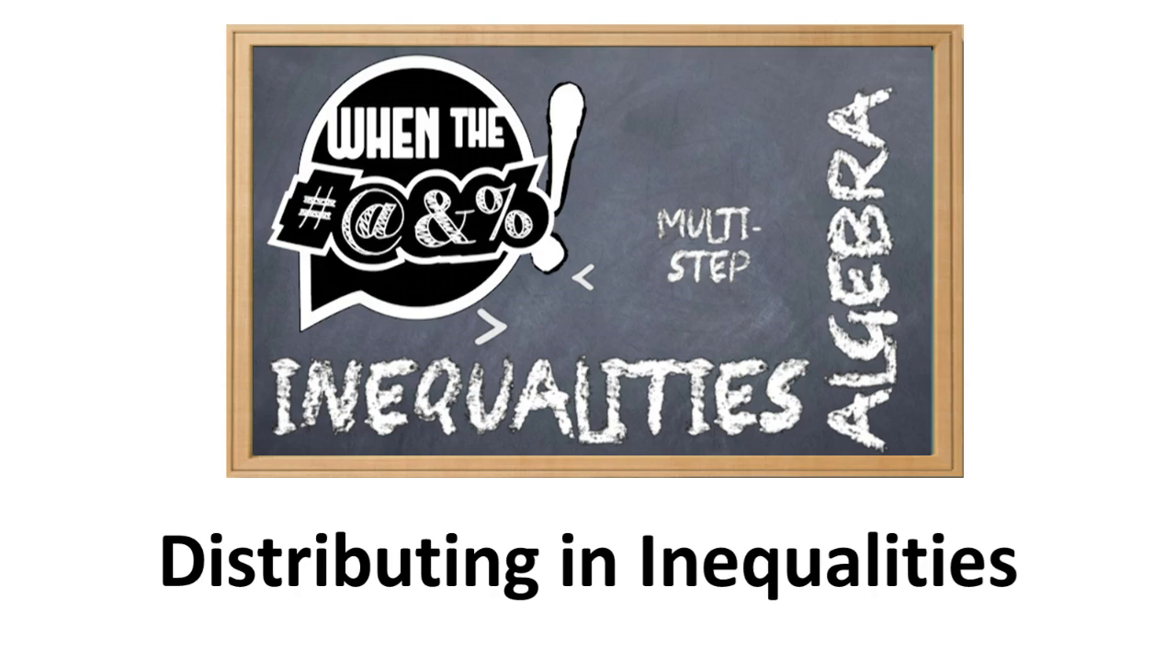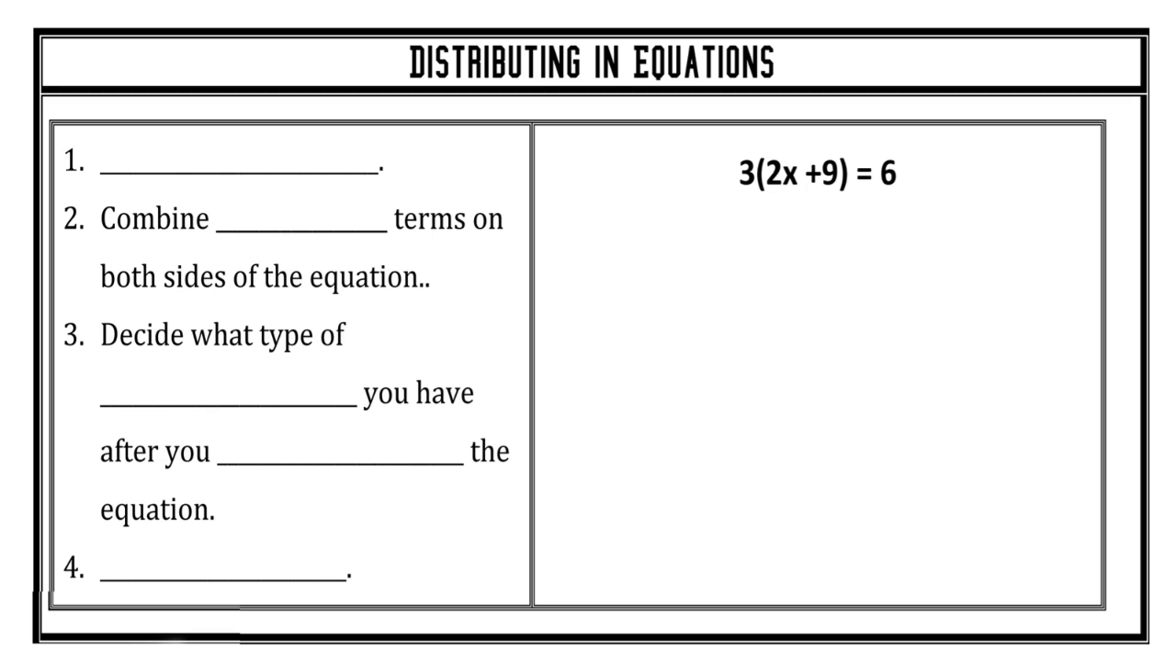When we refer to multi-step inequalities, we're looking at inequalities that are not simplified. We need to combine like terms and distribute before we can solve and then graph. This is no different than when we distributed in equations. We start by distributing. The distributive property is just applied multiplication.